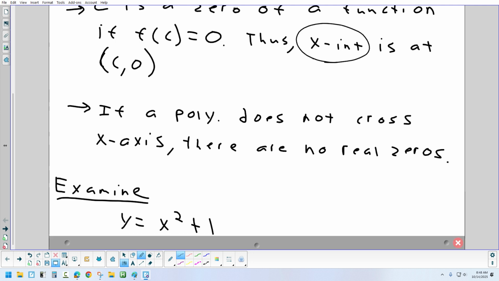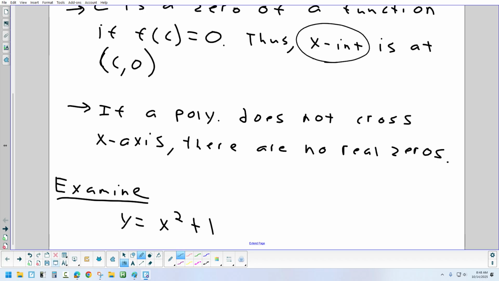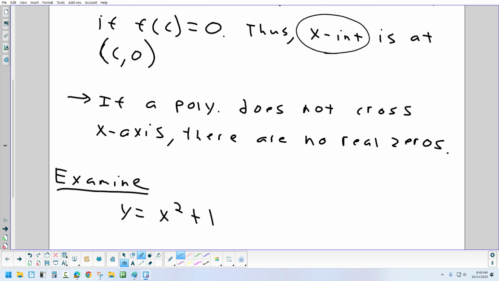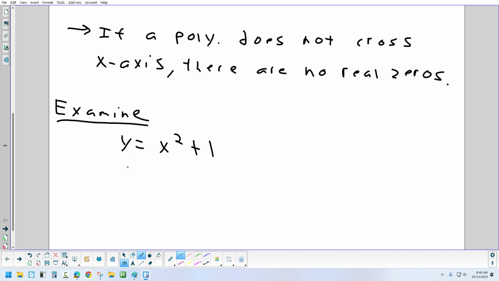So let's look at this equation. y equals x squared plus 1. Just from the perspective of a transformation, we should already be able to tell there are no real solutions. It's a parabola shifted up 1, and it's opening up. So it's never going to cross the x-axis. So let's see what happens if we set that equal to 0 and try to solve it. So set it equal to 0.